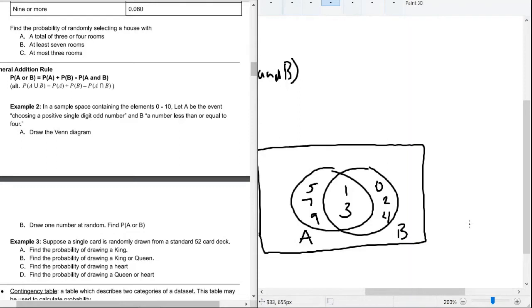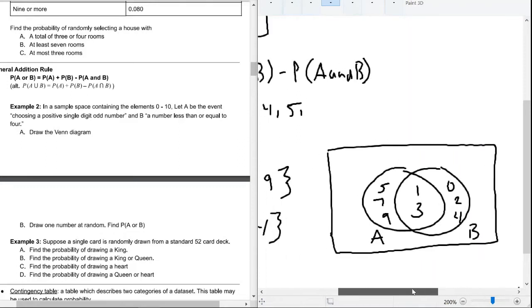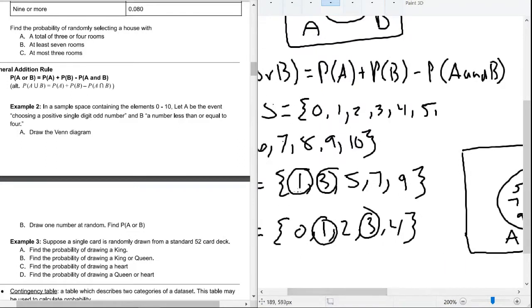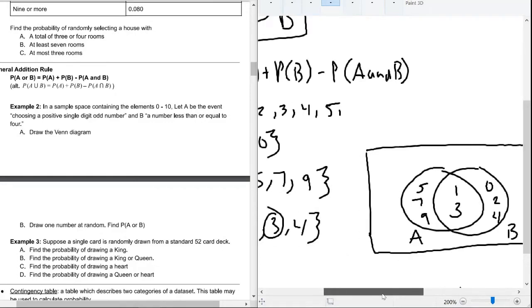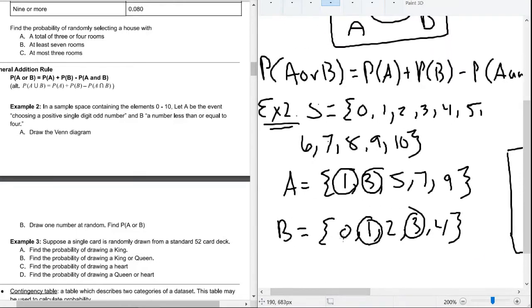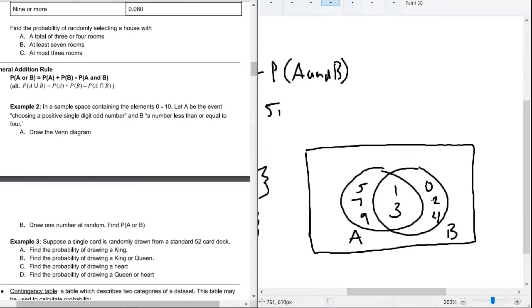Notice how we can read the Venn diagram now. Event A should have 1, 3, 5, 7, 9. Let's check. This entire circle is event A, and it does have 1, 3, 5, 7, 9. Event B should have 0, 1, 2, 3, 4. This entire circle is B, and the entire circle does have 0, 1, 2, 3, and 4. So this is how we draw the Venn diagram.